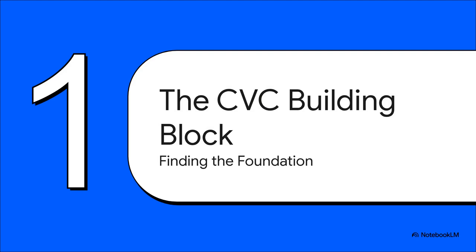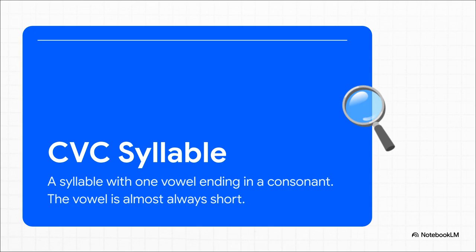Okay, so the key to all of this, it starts with the single most important building block in pretty much the entire English language. And it's not some complicated academic theory. Nope, it's a simple, elegant three-letter pattern. It's called the CVC syllable. That's consonant, vowel, consonant. Think of words like cat, hen, or sit.